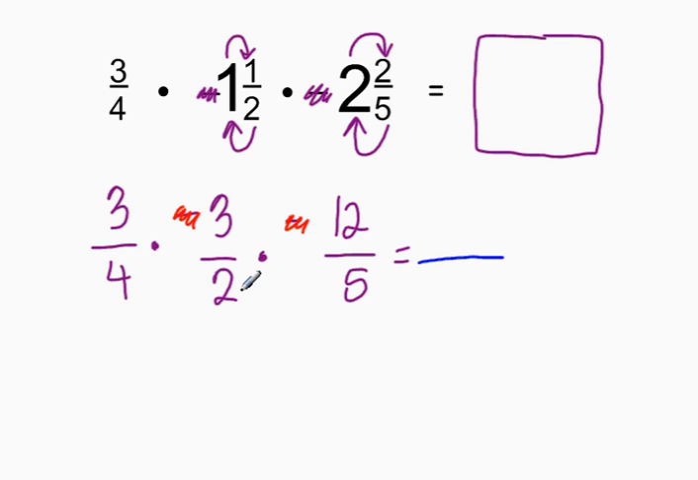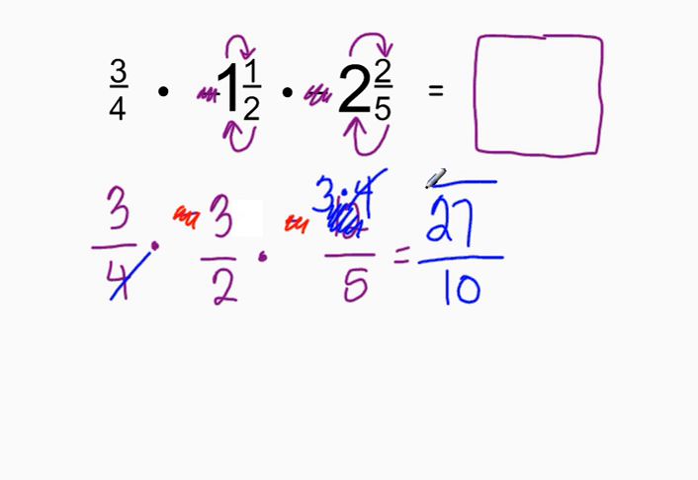I don't see anything on the top or bottom, but I can change this 12 into 3 times 4. I'm going to cross out a 4 on the top and bottom. Let's see what's left. I've got a 2 and a 5. I don't see any of that up here, so I think that's all I can do. 3 times 3 is 9, times 3 is 27. 2 times 5 is 10. This answer, even though it is an improper fraction, is acceptable.